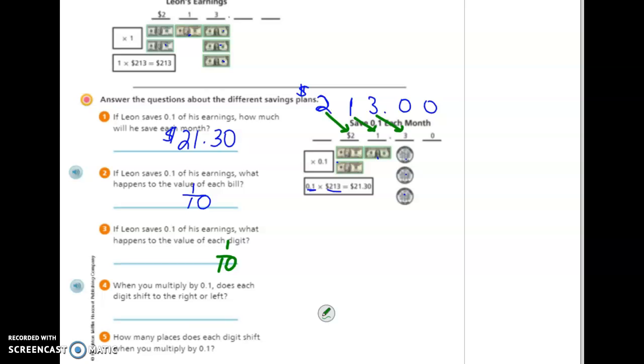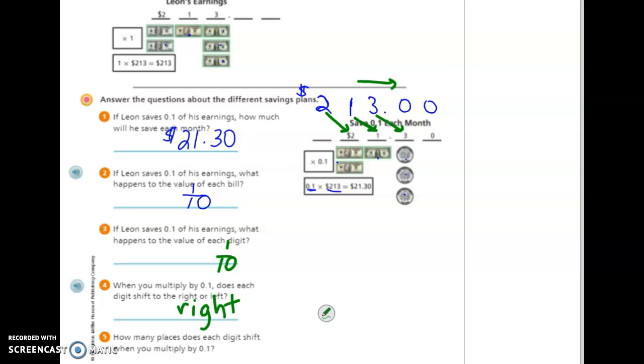Now, when you multiply by 1/10, does each digit shift to the right or the left? Well, they all went this way, right? That is to the right. So the answer down here is right. And you could just write a letter R if you don't want to write that whole word out.